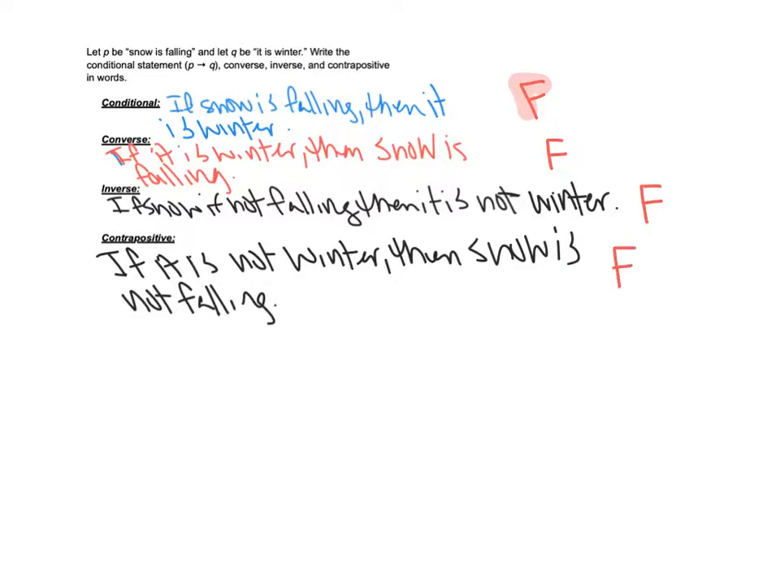And remember, you can always check yourself, because you should have things that match up. The conditional and the contrapositive will always match up. If one's true, the other's true. If one is false, the other is false. And the other ones that match up are the converse and inverse. If one's true, they're both true. If one's false, they're both false.